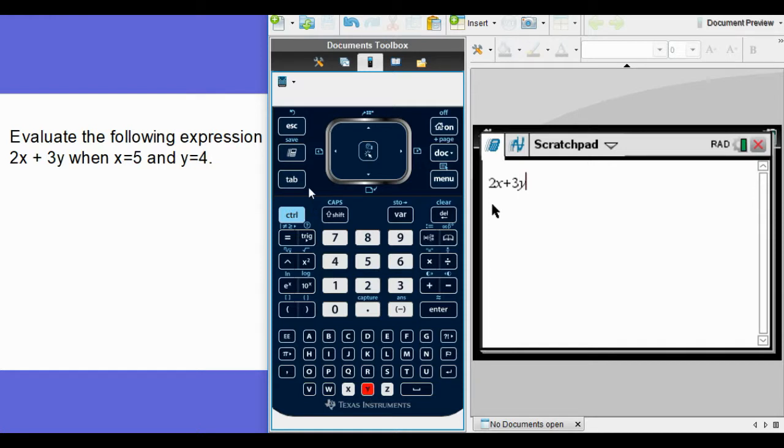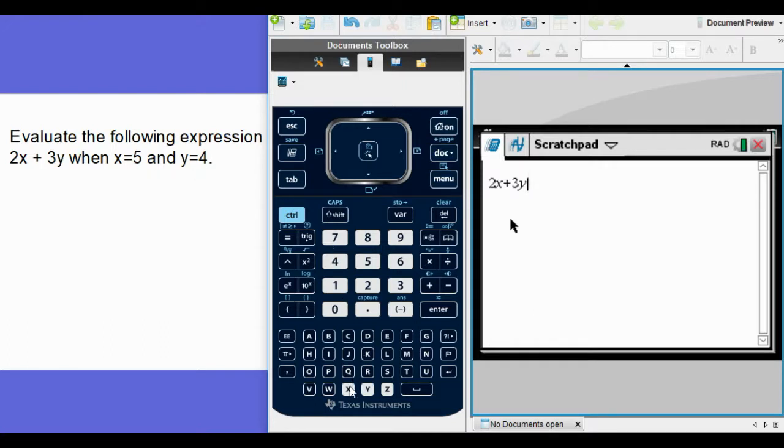And then we will come up here, and instead of hitting the equals, we're going to hit Control and then equals. Now, we're going to come over here to this vertical line, and that is called such that. So we typed in 2x plus 3y. We're going to hit this, and it says such that, and then we're going to go back and tell it such that x is equal to 5 and y is equal to 4.